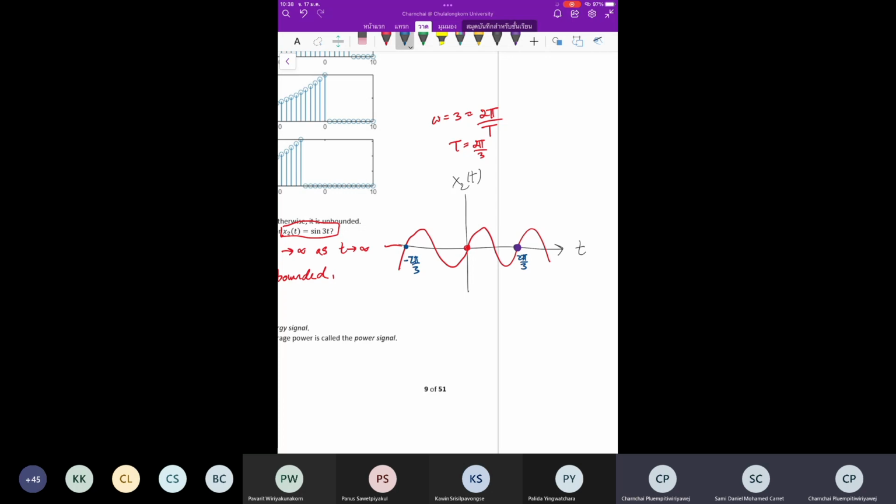And what's the height? It's 1. The lowest value is -1. So you can see that it's bounded by -1 and 1. Sin(3t) is between negative 1 and 1, so it is bounded. A signal is bounded if it does not go to infinity anywhere. That's easy.